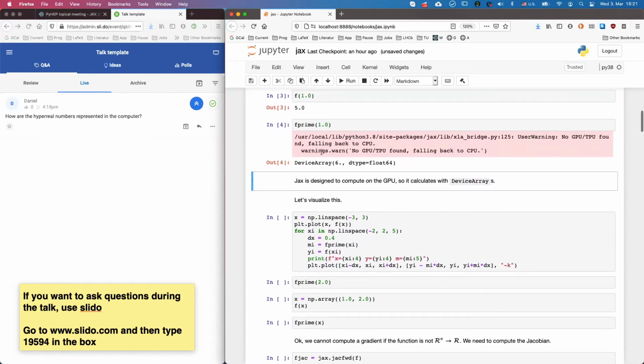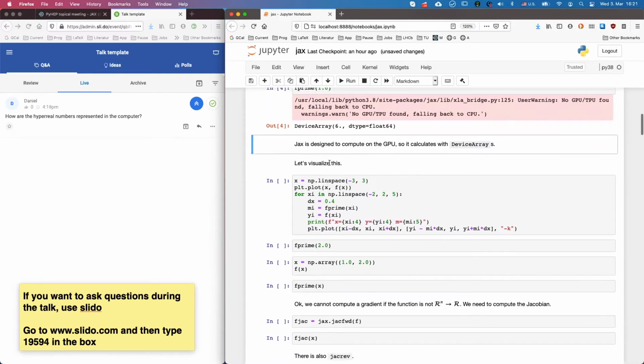All right, so that's also why it uses these device arrays. This is just a way, I mean, they want to keep the memory on the GPU as long as possible. So only when you actually print things, then it will fetch it back to the computer.